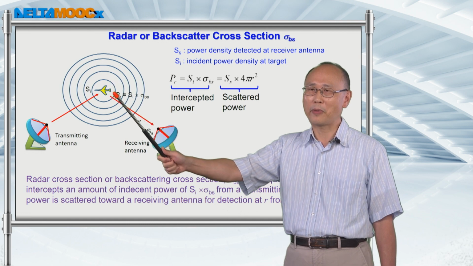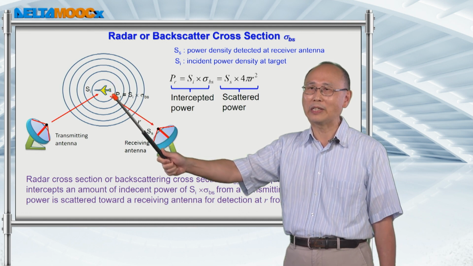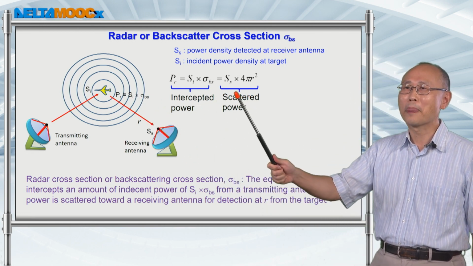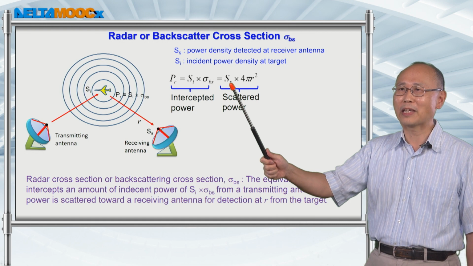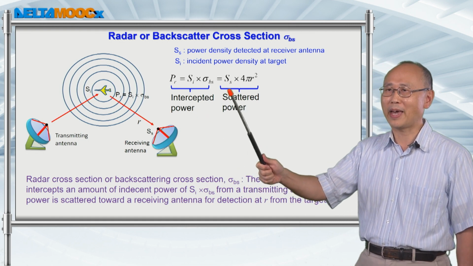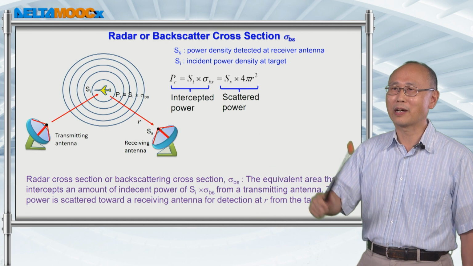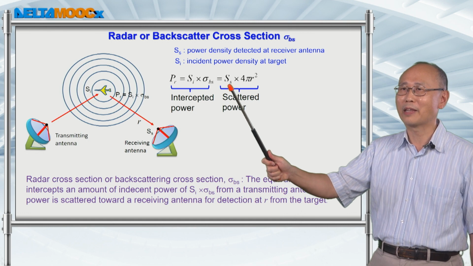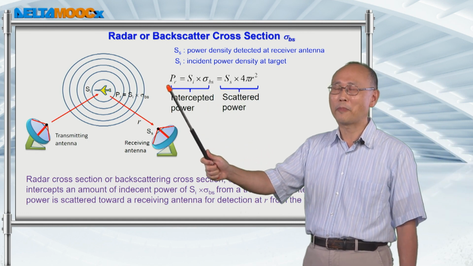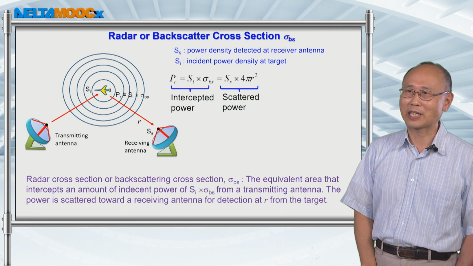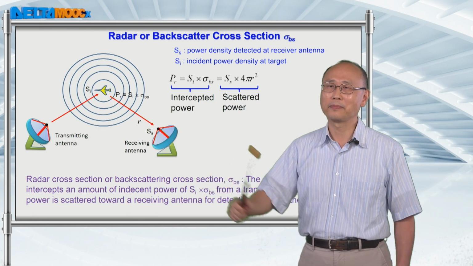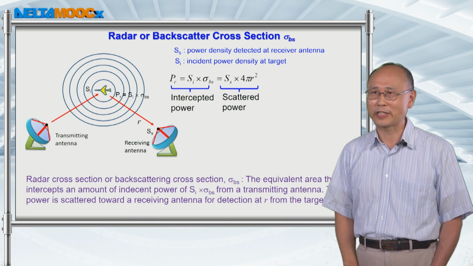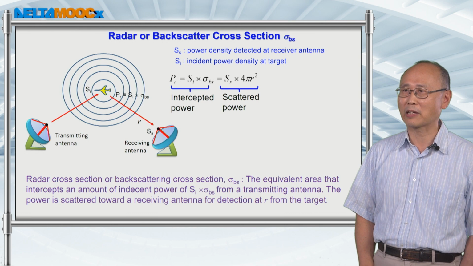So approximately this power is going to be radiated as a spherical wave into space. And so we can define the scattered power density to be S sub S. And if you multiply by the total spherical area 4 pi r squared, then this value is going to be approximately equal to the intercepted power by this object. And this is the definition of the radar cross-section or scatter cross-section.